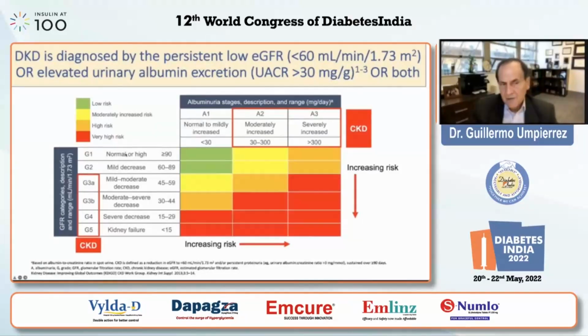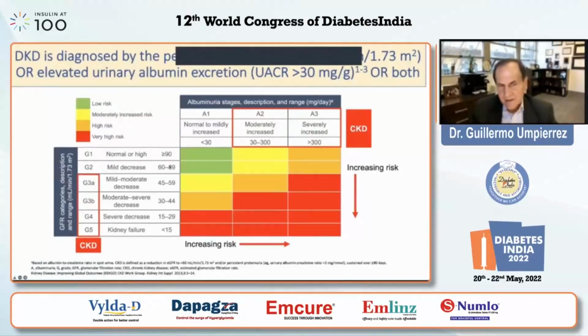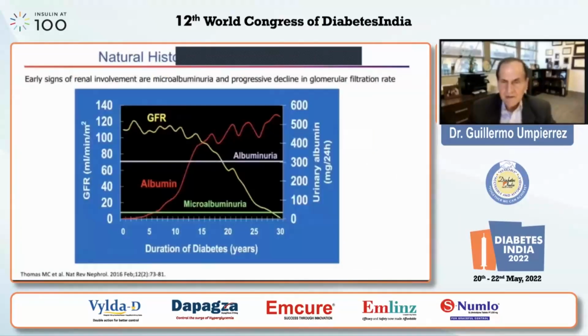A normal GFR, or glomerular filtration rate, is more than 90. Mild decrease, 60 to 90. Moderate, 45 to 59. Moderate to severe, so these are 3A and 3B. 3B is 30 to 45. And severe decrease is less than 30. When we have a GFR less than 15, this is a patient that usually goes on dialysis. The most important thing is that the increase in cardiovascular complications goes with both of them, the presence of albuminuria and the glomerular filtration rate.